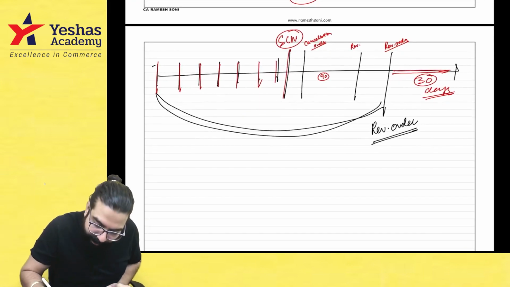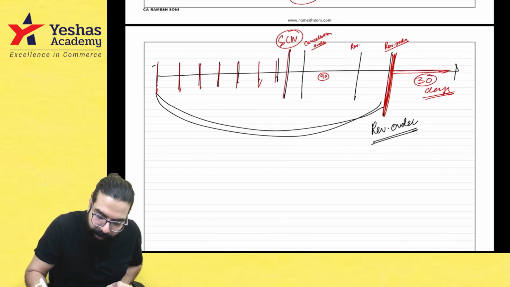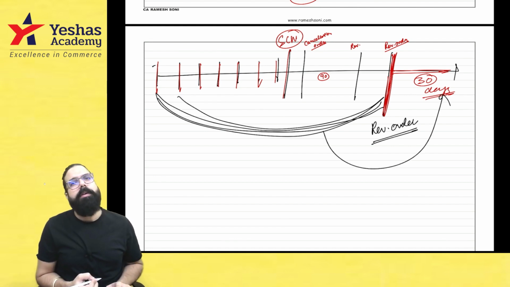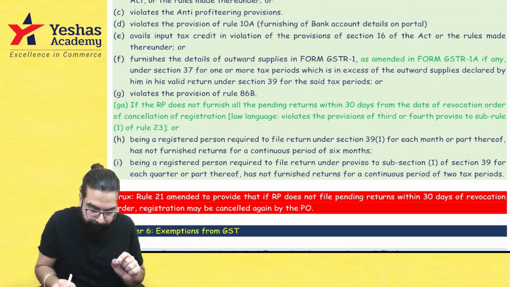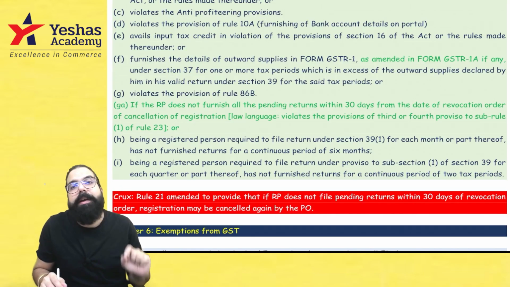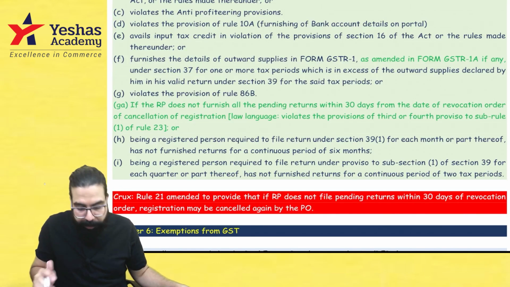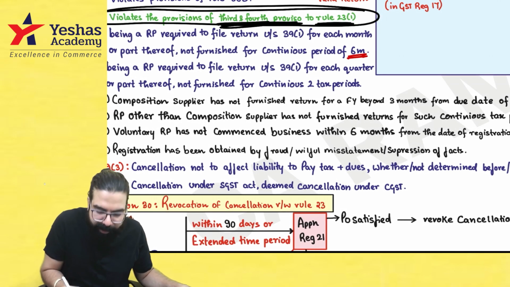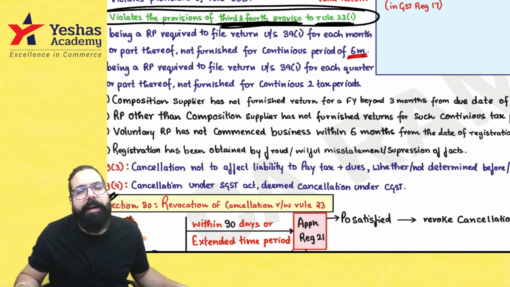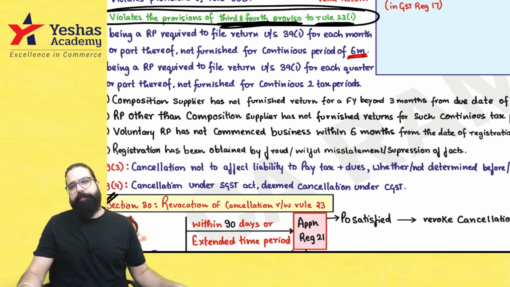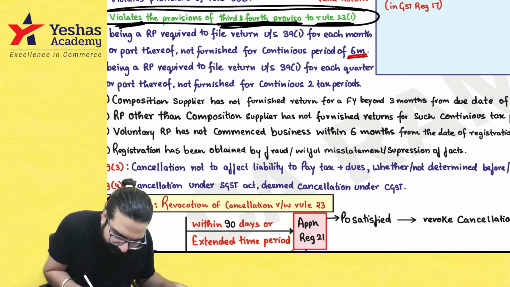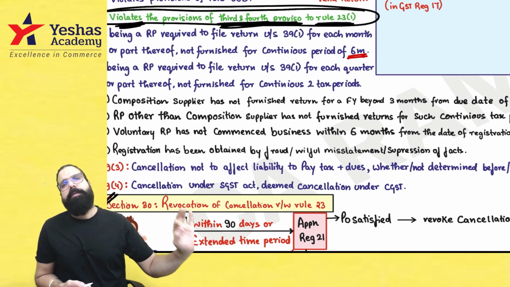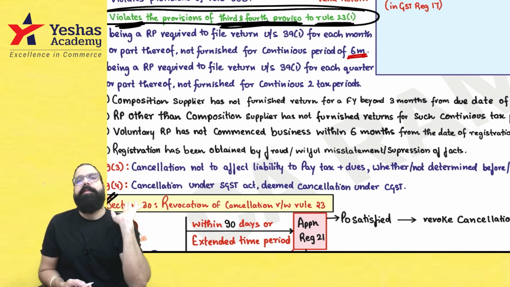So if you are a registered person, he told you, then whatever is the pending return, you should file within the next 30 days. That is what is told by rule number 23(1) proviso. Okay? Rule number 23(1) third and fourth proviso says, please file all your pending returns within the next 30 days. If you don't file, if you violate these provisions, then they are going in and telling, we will cancel your registration again. Remember this point now.